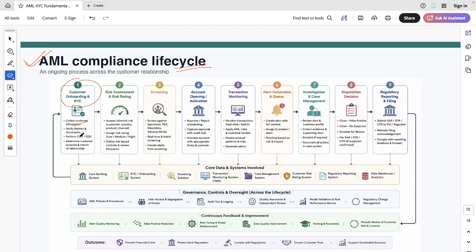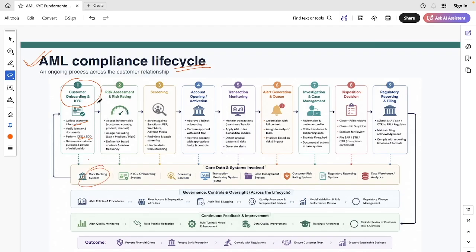The bank is trying to answer basically three questions here. So, who is the customer? Why do they want to bank with us? Does anything look risky? This is where KYC and CDD happen. KYC means know your customer, and CDD means customer due diligence. For normal customers, standard due diligence may be enough, but for high risk customers, the bank has to perform EDD, and EDD means enhanced due diligence. From a system point of view, this data is captured in the KYC or the onboarding system and may also flow into the core banking system.